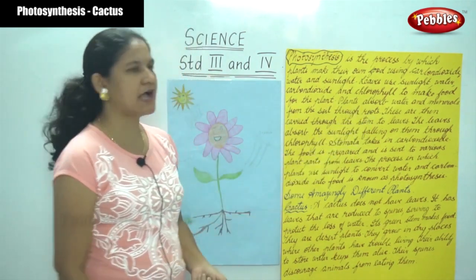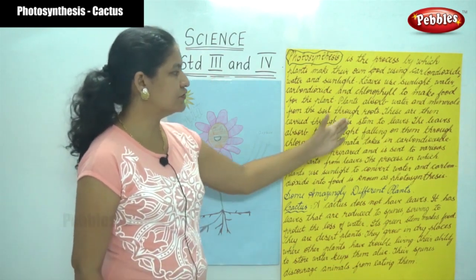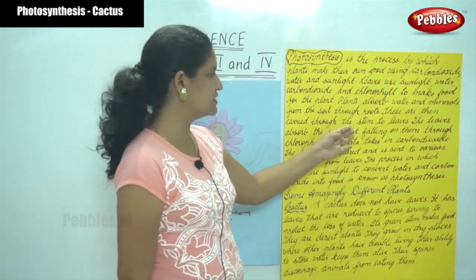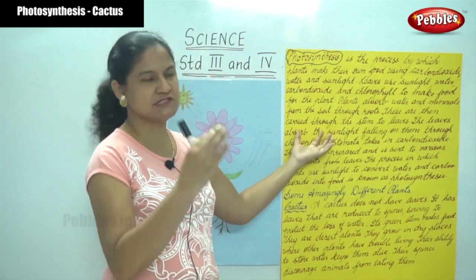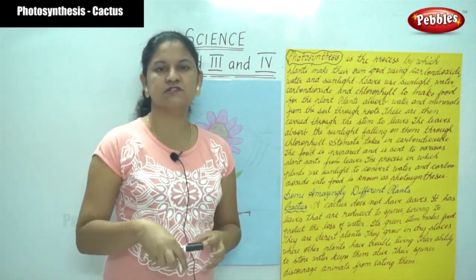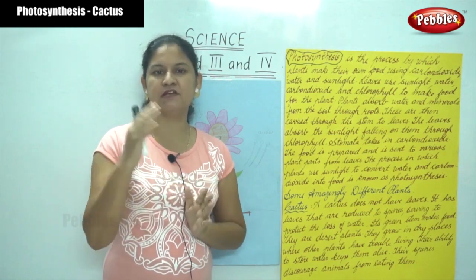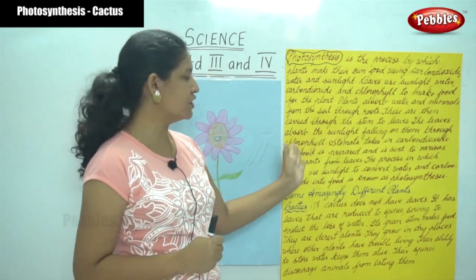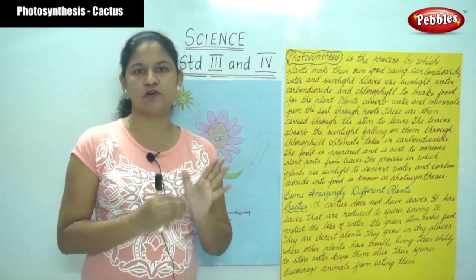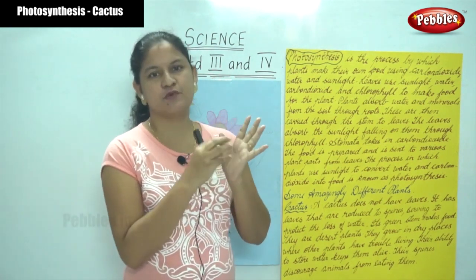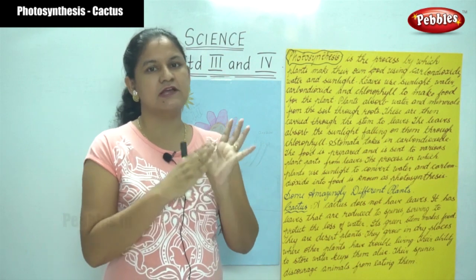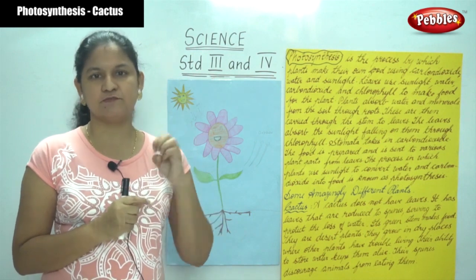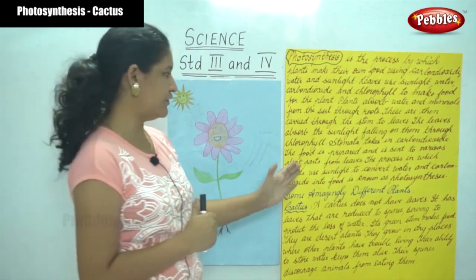Plants absorb water and minerals from the soil through roots. These are then carried through the stem to the leaves. So from the roots it goes to the stem and from the stem it reaches the leaves. The leaves absorb the sunlight falling on them through chlorophyll. We have already seen that the leaves have a substance called chlorophyll. This chlorophyll is the cause for the green color in the leaves. So it absorbs the sunlight through the chlorophyll.